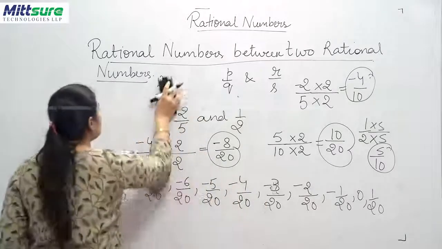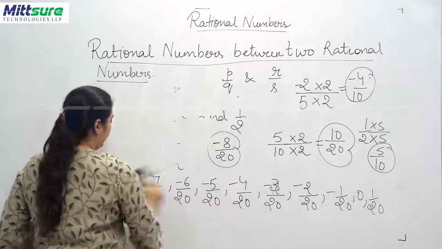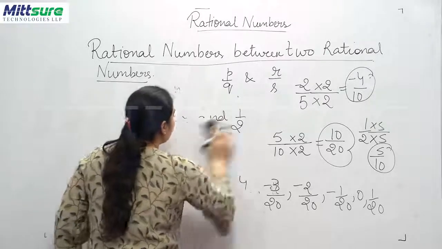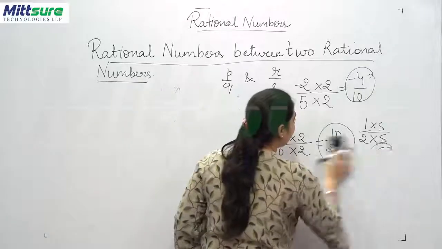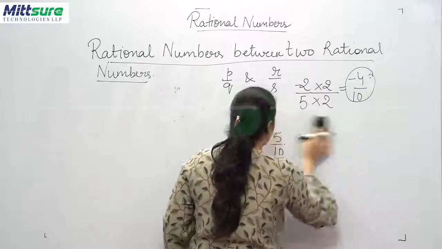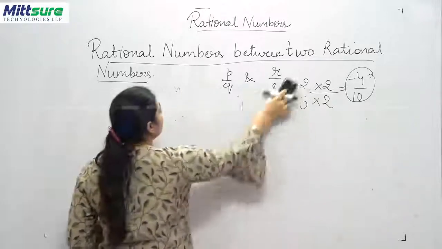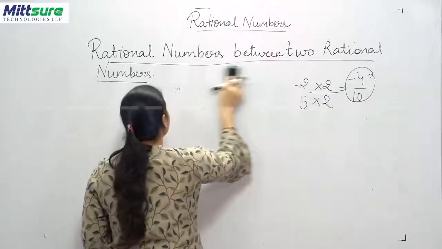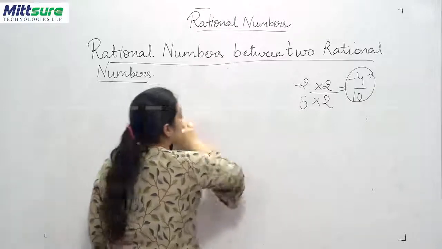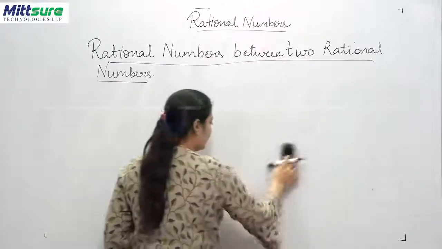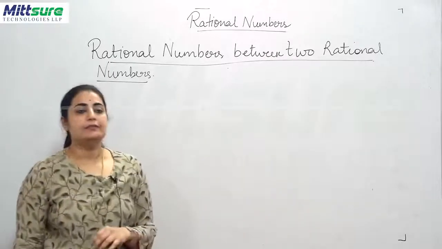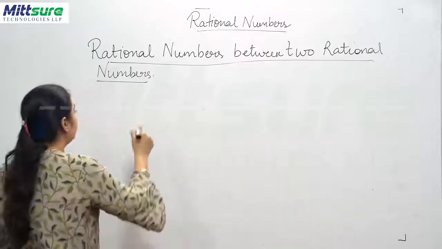Now let us see one more method, which is known as first finding the mid-lying number between the two numbers, and from that you find out the other rational numbers which are present between the two rational numbers. So for that, I will be taking the first example.